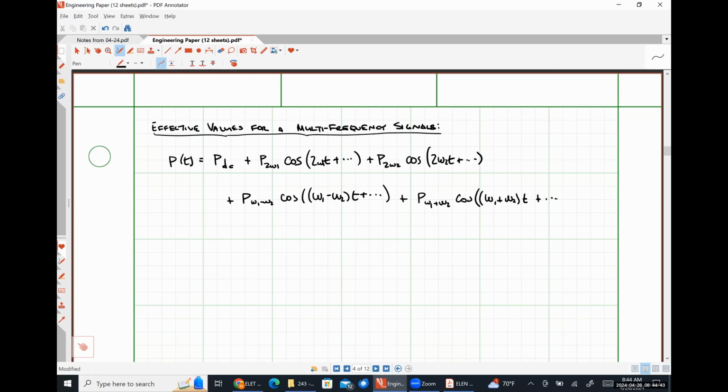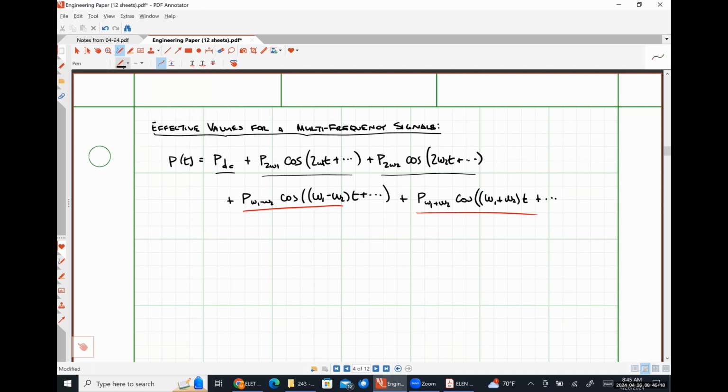right? So we have this DC term right here. We have this twice omega 1 term right here. We have this twice omega 2 term right here. And then we have these cross-frequency terms, right? Well, when we integrate these cross-frequency terms over an integer number of periods, they're going to wind up going away.